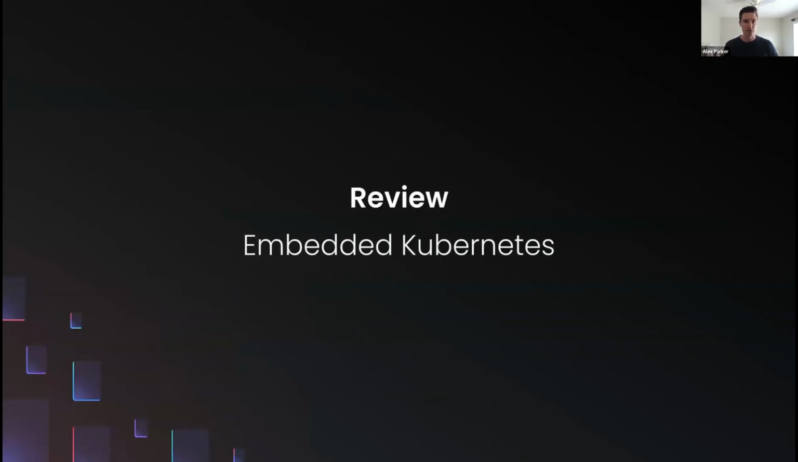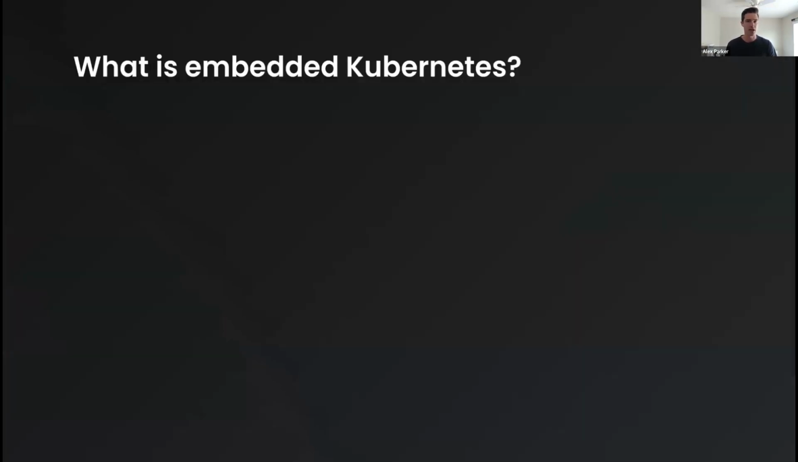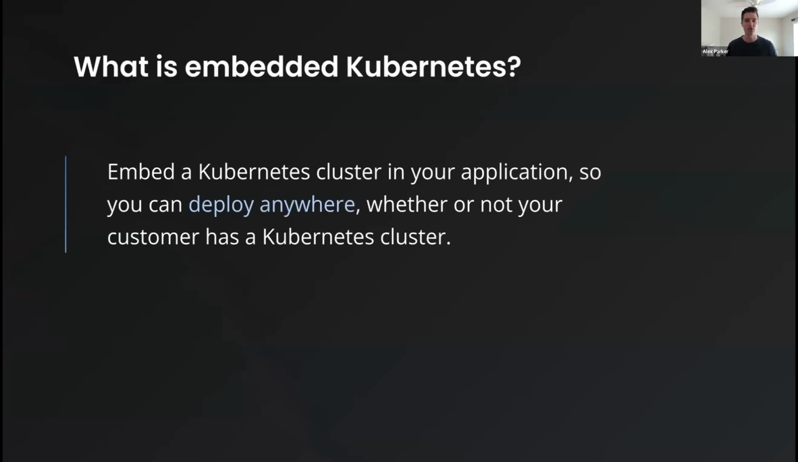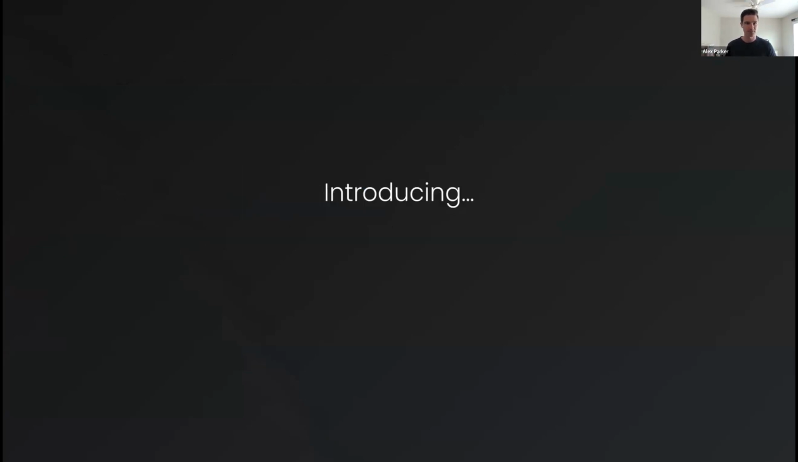So to start, let's review embedded Kubernetes. What is embedded Kubernetes? Well, at Replicated, this is a term we use to describe embedding a Kubernetes cluster into your application so that you can deploy anywhere, whether or not your customer has a Kubernetes cluster. For quite some time now, Replicated has supported installing to existing clusters, but also to a VM or a bare metal machine by bringing that cluster along as part of the application, embedding it into the application so that you can deploy irrespective of your customer's environment.